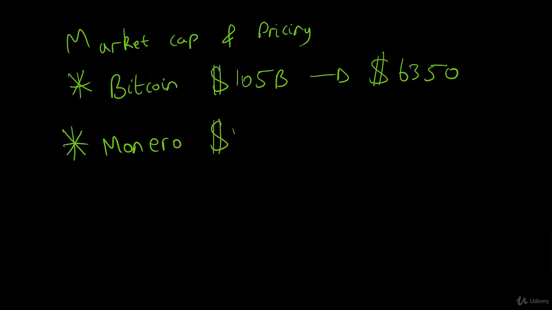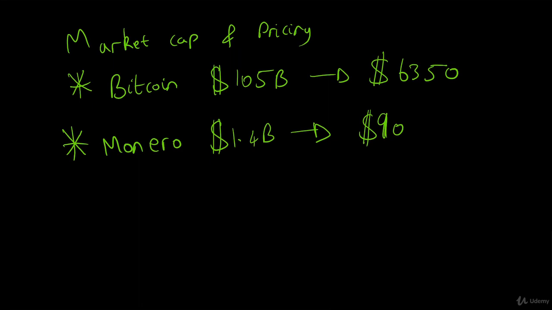So how does Monero stand up? It is $1.4 billion, and each coin is $90. So it is quite a bit less. But again, in the long run, we do not know whether it's going to be Bitcoin, Ethereum, Monero, Dash, Ripple, Litecoin, or some other cryptocurrency that we haven't even heard of, or that doesn't even exist yet.